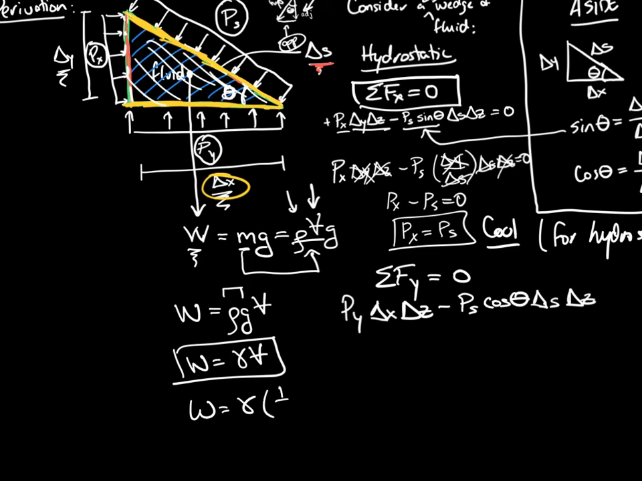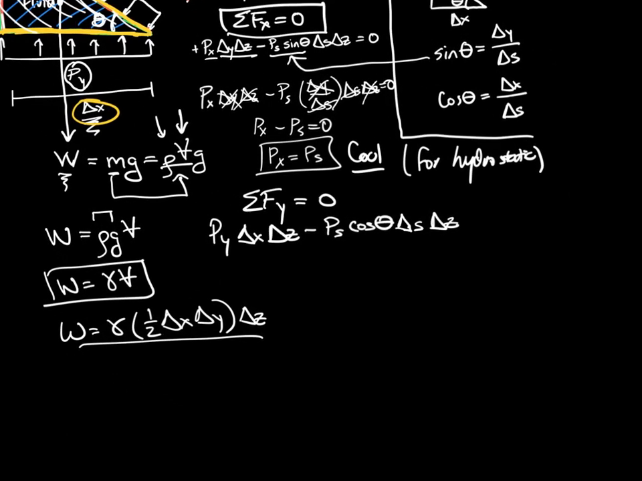So the area of that triangle is 1/2 of delta x times delta y. That's the area of the triangle. And then we're going to multiply times the length of that prism, which in this case is delta z. So that's my weight for this problem.